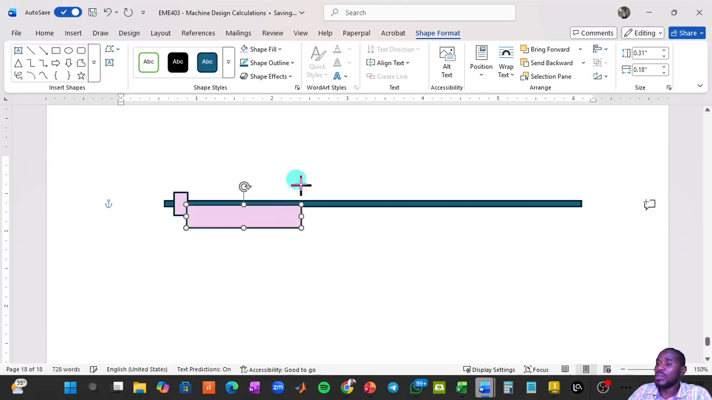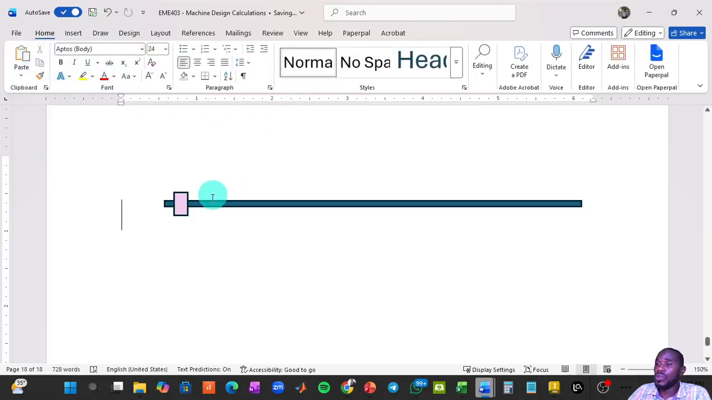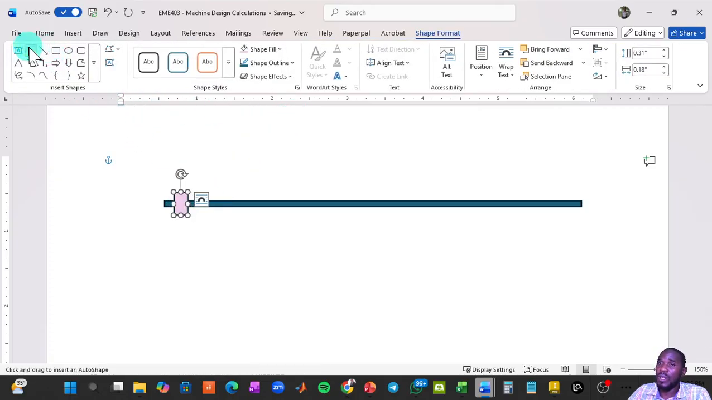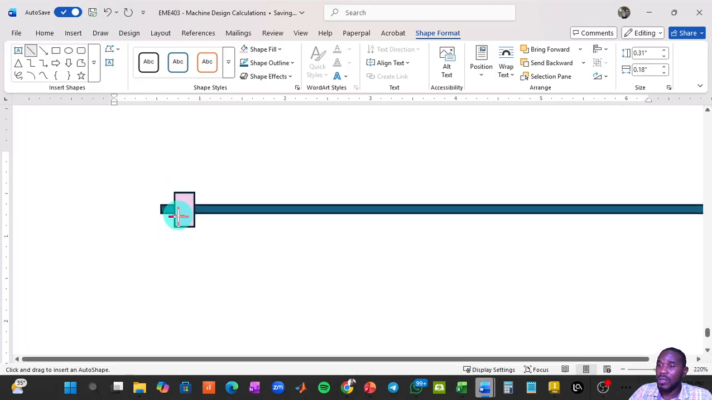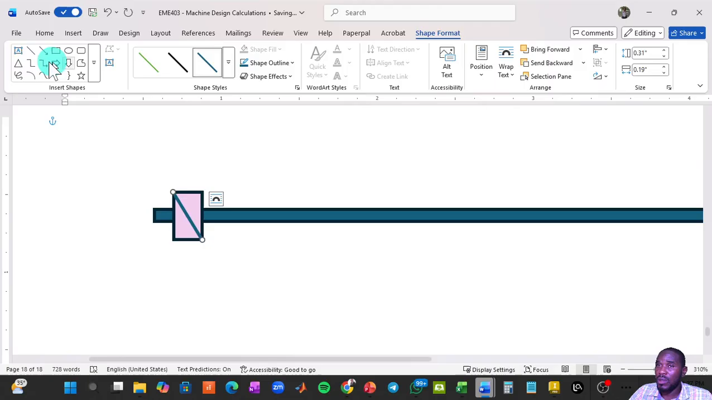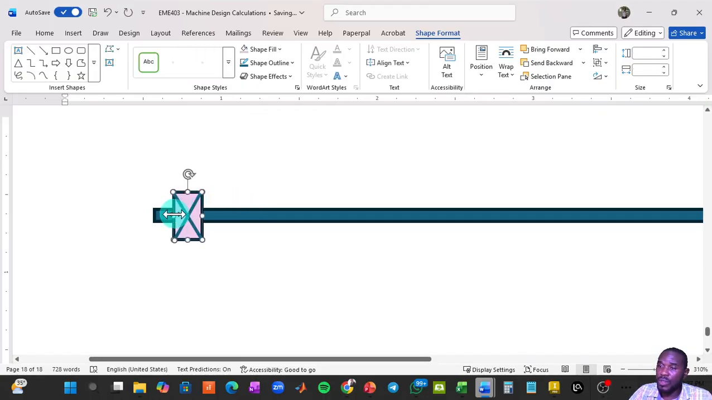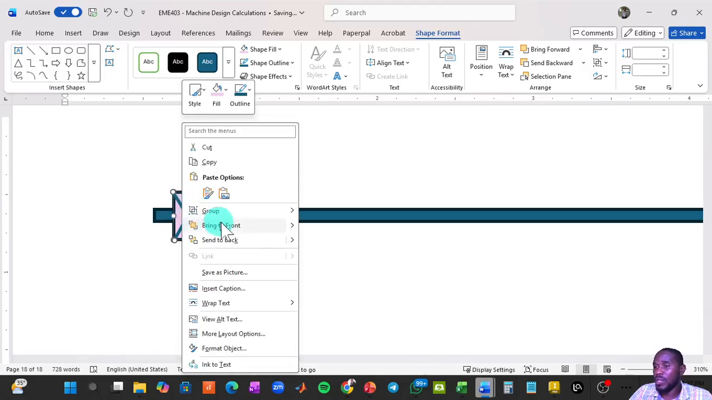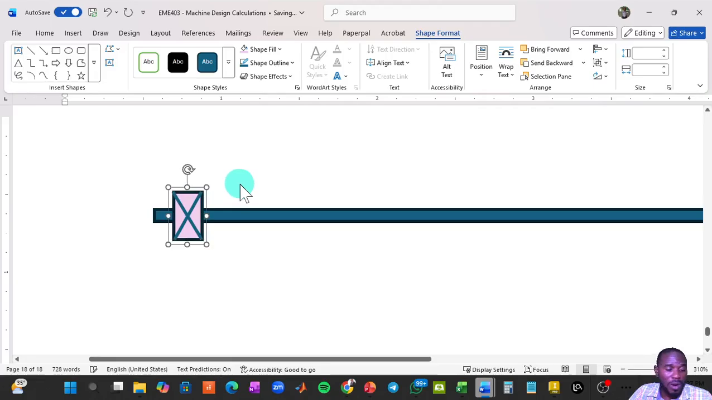Usually when we're drawing bearings, we like for them to have lines that cross them like so. One that way, and one that goes that way. Great. And let me group all of those so I can easily move them together.